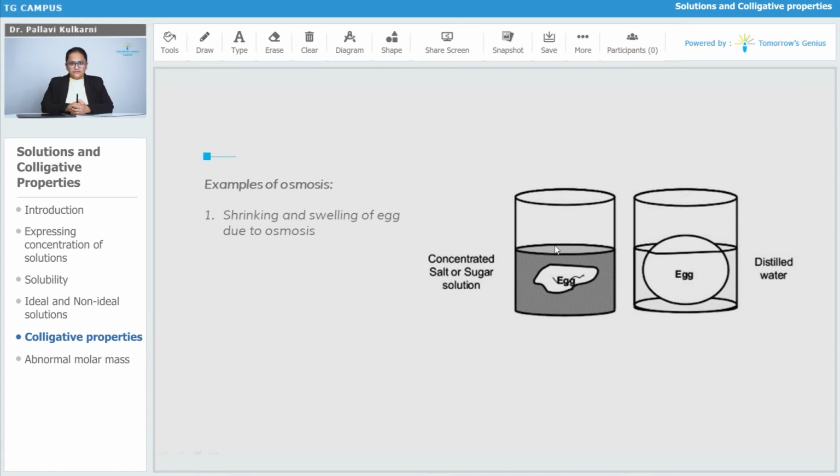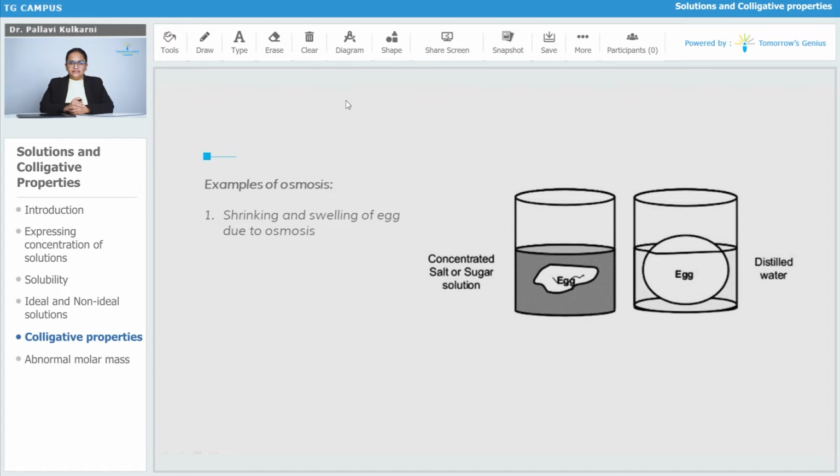Examples of osmosis we can see here. First one is about the egg. In case of egg, apart from the hard shell, which is the outer surface of the egg, below that there is the semi-permeable membrane. So the semi-permeable membrane will allow only some substances to go in or come out, right? That's why egg can show the osmosis.